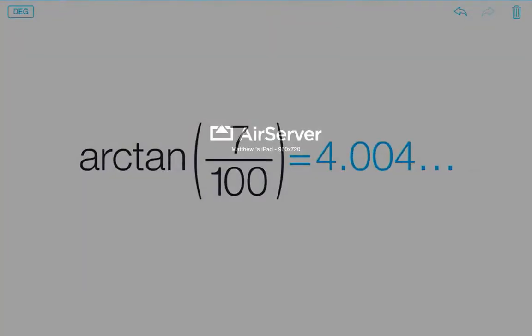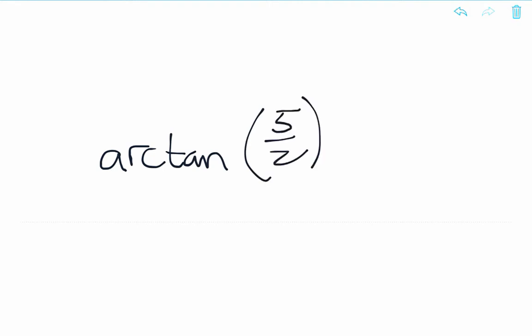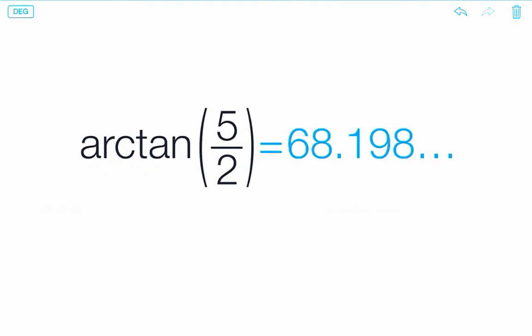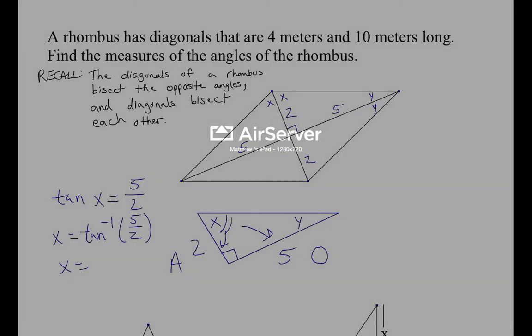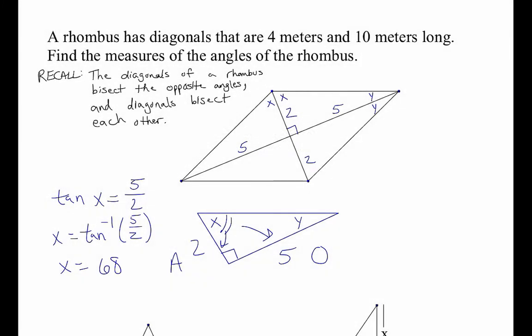So I go to my calculator and I ask what is the arctangent or tangent inverse of 5 over 2. And I get that that's a 68.198 degree angle. For angles, we're typically just going to round that to a 68 degree angle. So I know that this angle in the corner is in fact 68 degrees.